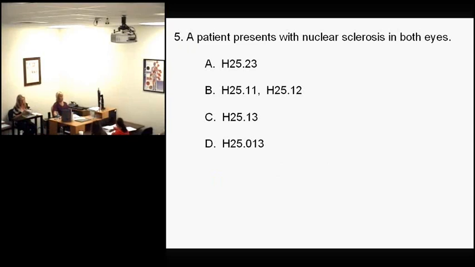Okay. Patient presents with nuclear sclerosis in both eyes. Now, this one I'd probably just go and eliminate. You might actually be better off in the index. Yep. Because it's a tiny word you're looking for.